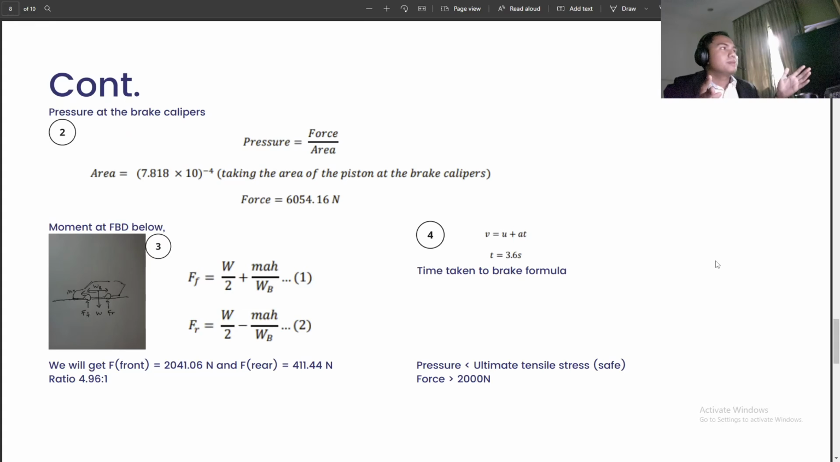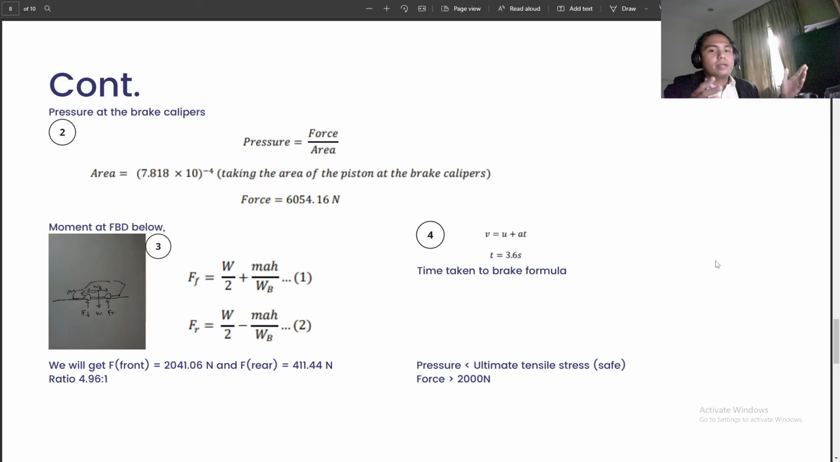Then from the pressure at the brake calipers, the pressure is still the same, flowing through the brake circuits to the brake calipers, but the force may differ due to the difference in area. So the area that, we can get the force exerted on the brake calipers, which is 6054.16 newtons. So from the force, we can get the pressure induced by the driver upon braking, which is 7.744 just now. So since it is lesser than 8.274, which is the normal operating pressure, the brake can withstand higher input force from the driver in case of emergency and is safe to use.